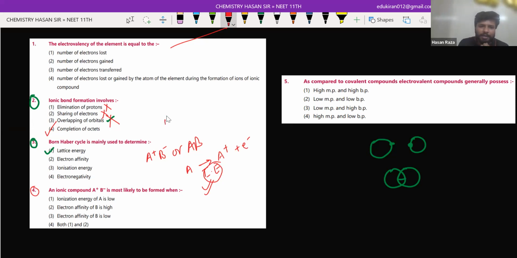Okay, and this B is in negative, that means it gains an electron and forms B negative. So electron gain enthalpy, after gaining the electron, it should be stable and release more energy in order to become stable. So ionization energy of A is low and electron affinity, that is your electron gain enthalpy, is high. So both 1 and 2 are correct.